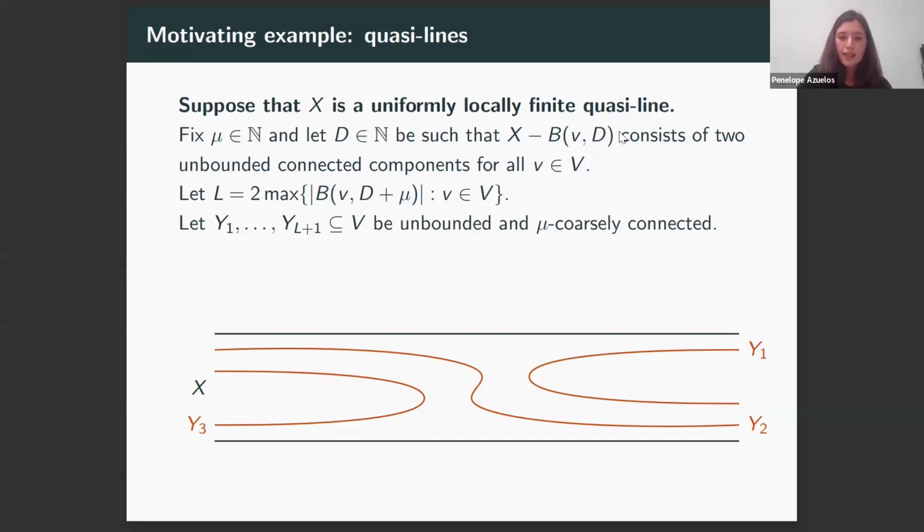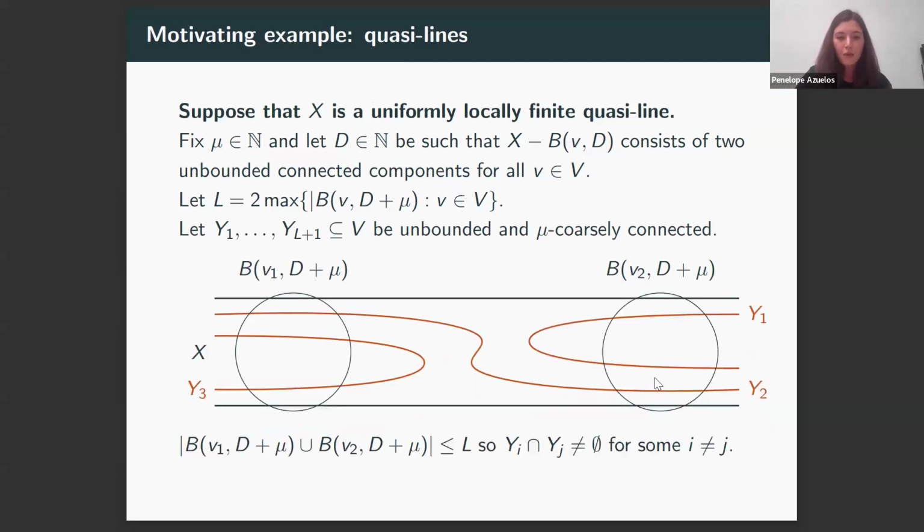But then because of how I've chosen D, so that every single ball of radius D separates, and because the yi's are mu-coarsely connected, what this means is that if I take balls of radius d plus mu that are sufficiently far down the ends, and because there's only finitely many of the yi's, eventually I can find two balls of radius d plus mu that intersect all of the yi's. So here are some of them. But now, I've chosen L so that the number of vertices in the union of these two balls is at most L, and I have L plus 1 yi's, so two of them have to intersect.